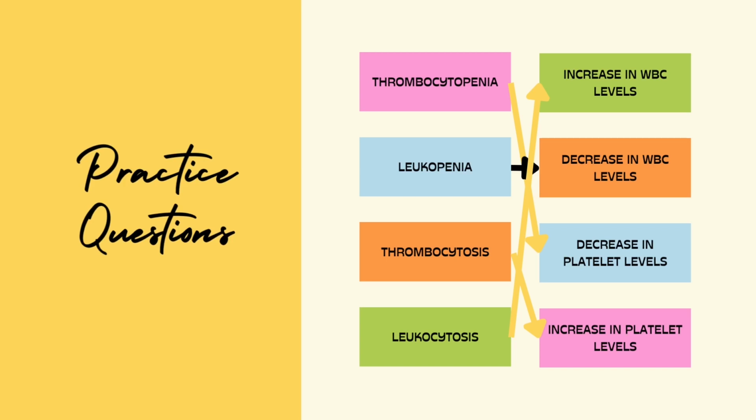Okay, and for your last question, I had a little matching game just to kind of help get those really similar and possibly confusing blood disorders out of the way. So, with thrombocytopenia, you are going to have a decrease in platelet levels. Leukopenia, you're going to have a decrease in white blood cell levels. Thrombocytosis, you're going to have an increase in platelet levels. And with leukocytosis, you're going to have an increase in white blood cell levels.